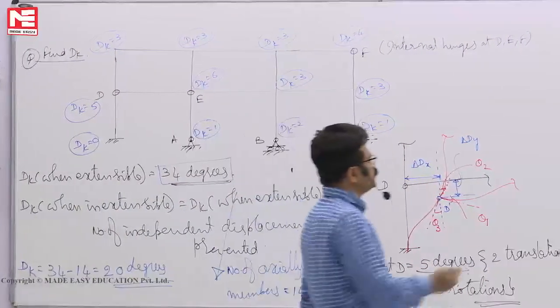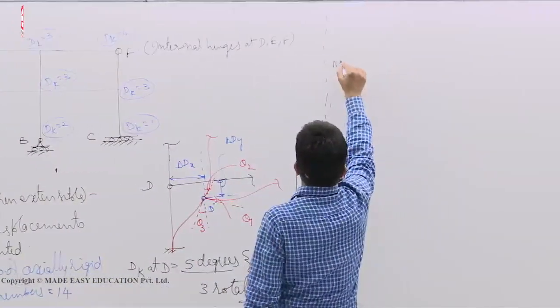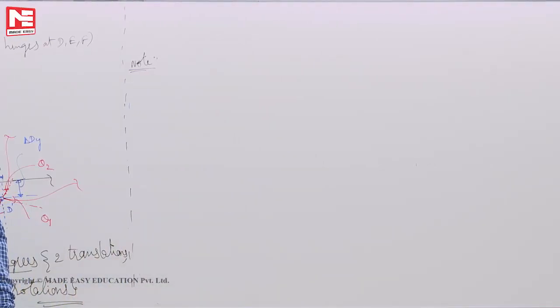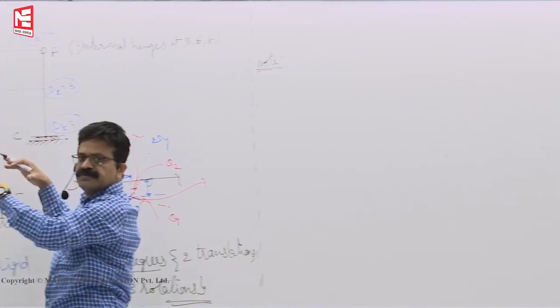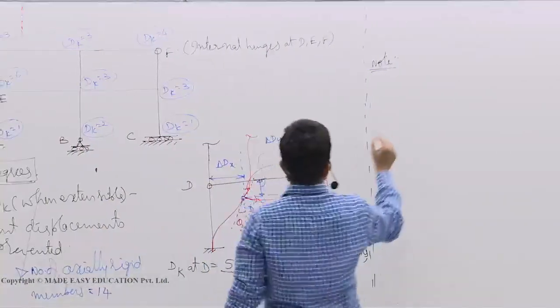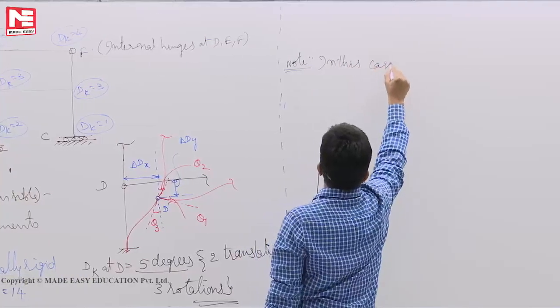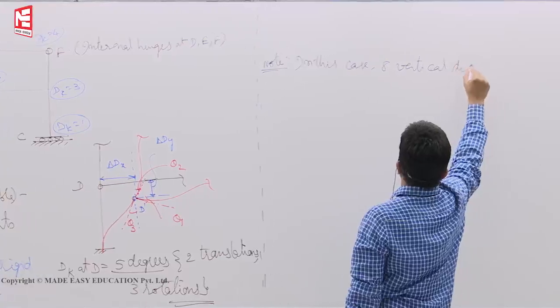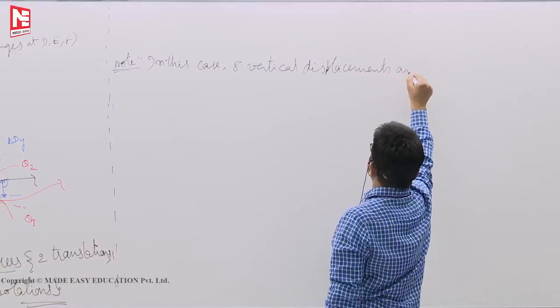Let us see what those 14 are. Note: in this case, vertical members are 8. The 8 vertical members cannot come down. That means 8 vertical displacements are 0.